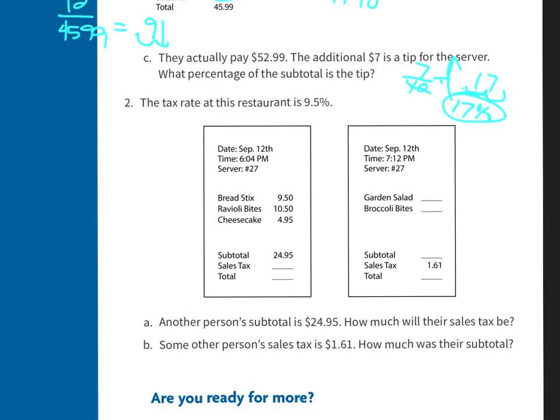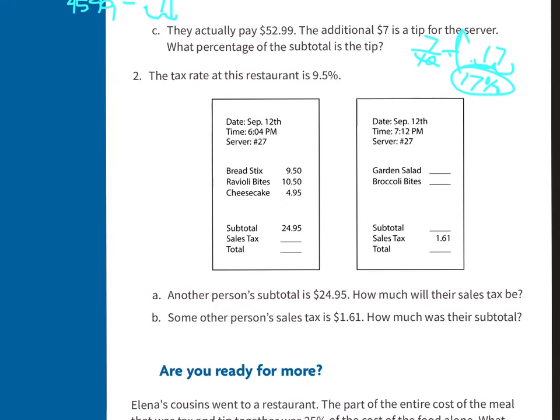Okay, number 2, the tax rate at the restaurant is 9.5%. So they give us the receipt here. It says another person's subtotal is $24.95. How much was the sales tax going to be? Well, I know my tax rate is 9.5%, and I know my subtotal is 24.95. So I have the percentage. I need to find the partial amount, so I'm just going to multiply those two. If I go 24.95 times 9.5%, I get $2.37.